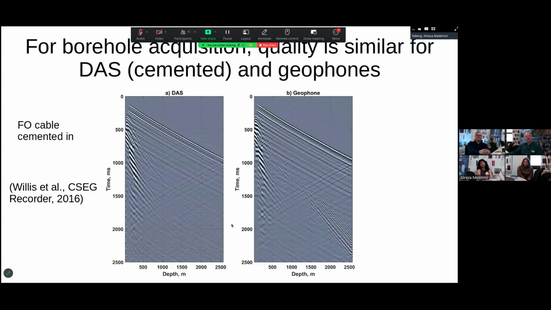On the left-hand side, we have DAS where the cable has been cemented in, and on the right-hand side we have data recorded by a geophone, and the two are pretty much the same. We have some optical noise here on the DAS. We have more tube waves on the geophone, but we see all the reflecting horizons on the DAS data that we see on the geophone. So the two are pretty much equivalent to one another. So a very, very nice example of what you can do with DAS if you cement in the cable.